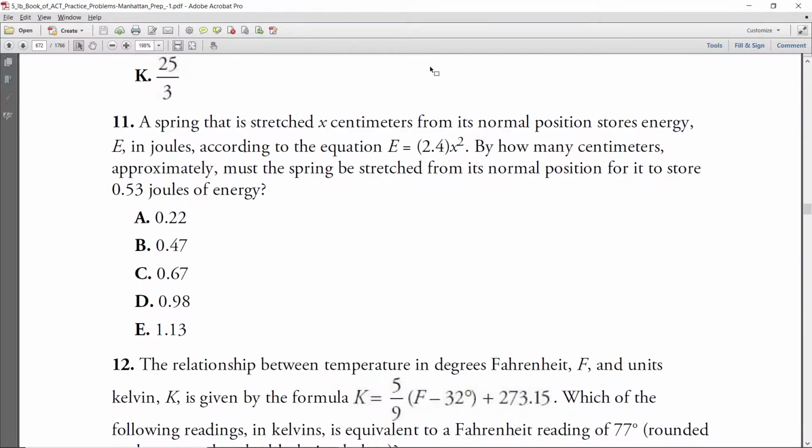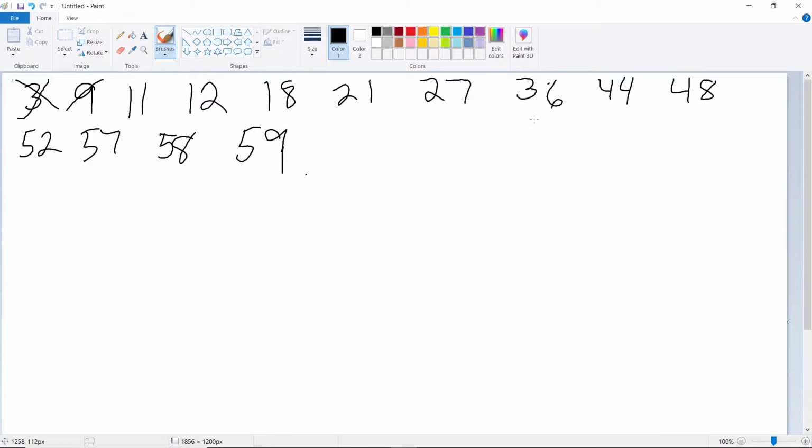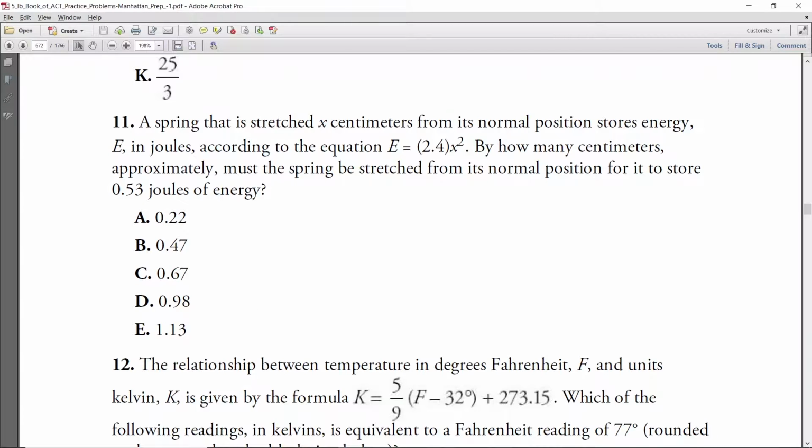A spring that is stretched x centimeters from its normal position stores energy. E in joules, according to the equation, equals 2.4x squared. I'm going to write this down. E equals 2.4x squared. Got it. By how many centimeters approximately must the spring be stretched from its normal position for it to store 0.53 joules?